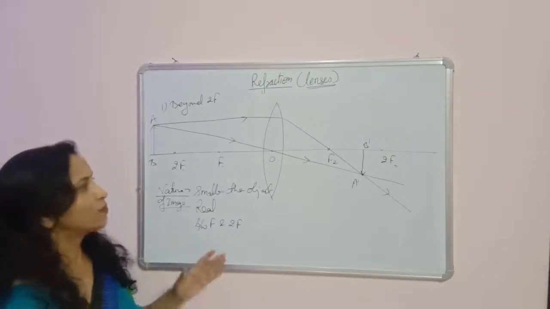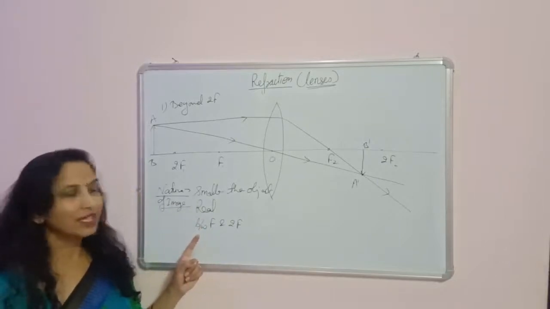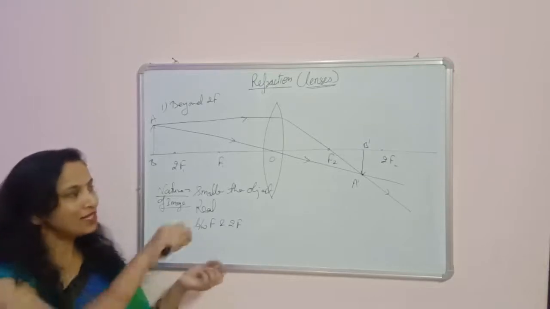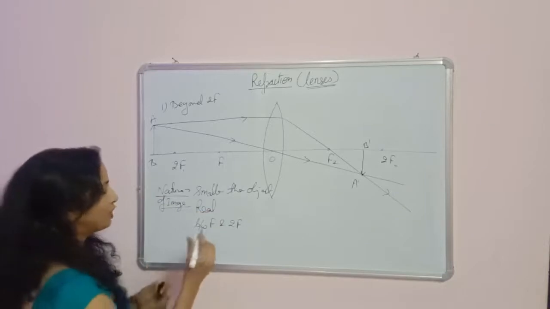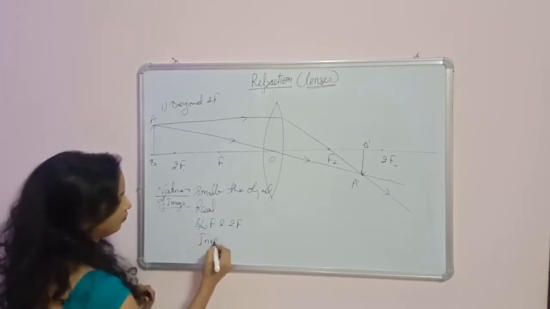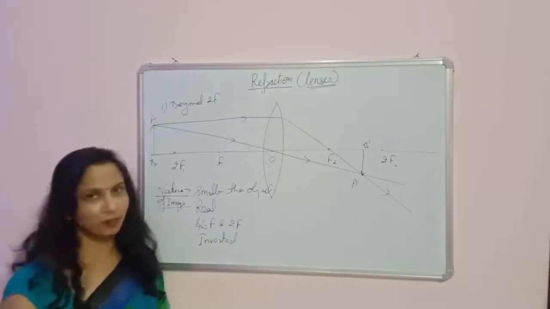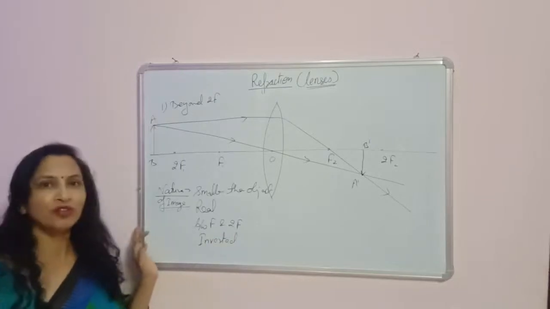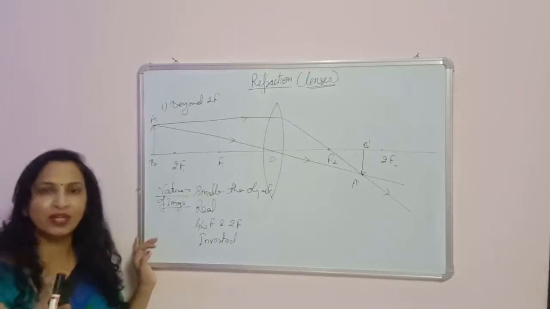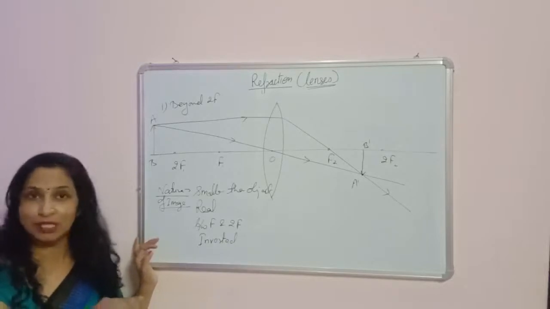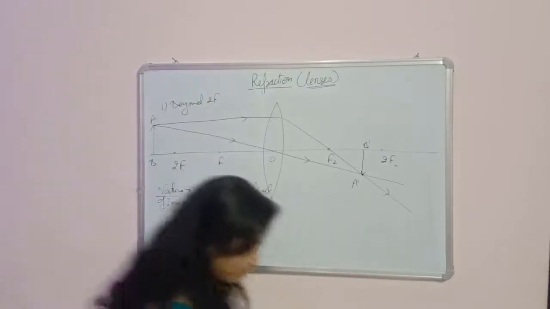Okay, the image is smaller than the object, real, between f and 2f, and inverted. Since the image is upside down, we call it the inverted image. So this is the nature of the image. When we place the object beyond 2f, the image is always formed between f and 2f, smaller than the object, real, and a real image is always inverted. So real and inverted. Now this was the first case.